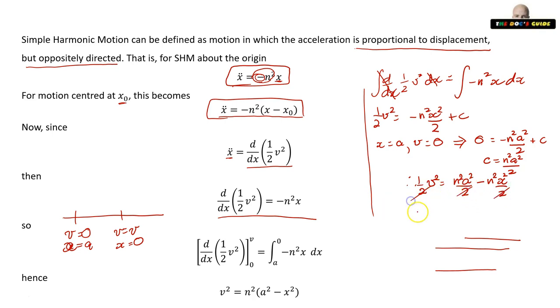Obviously we can cancel that 2 out right across the equation, and we can then say v squared equals n squared outside of a squared minus x squared, and that's where we were before.